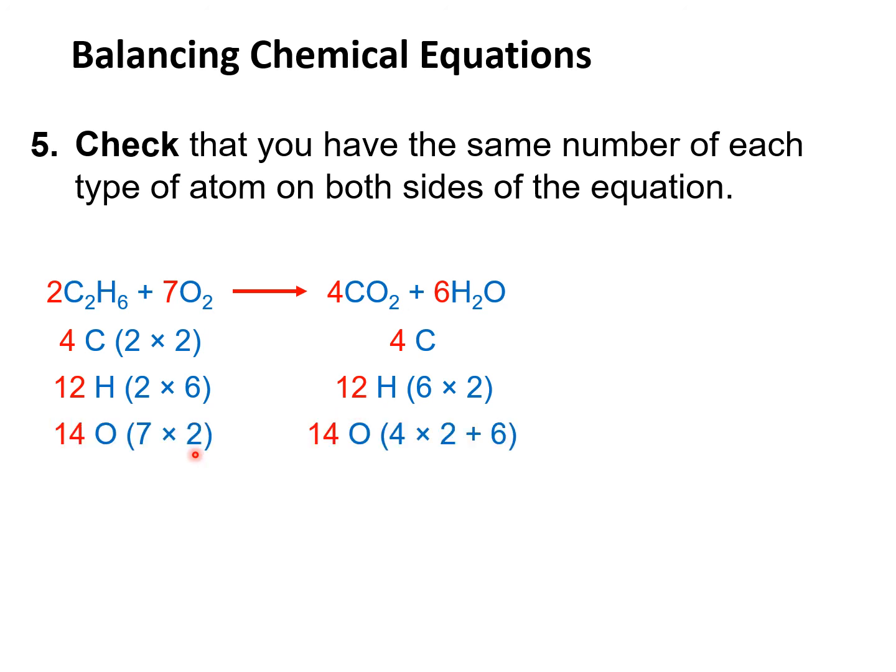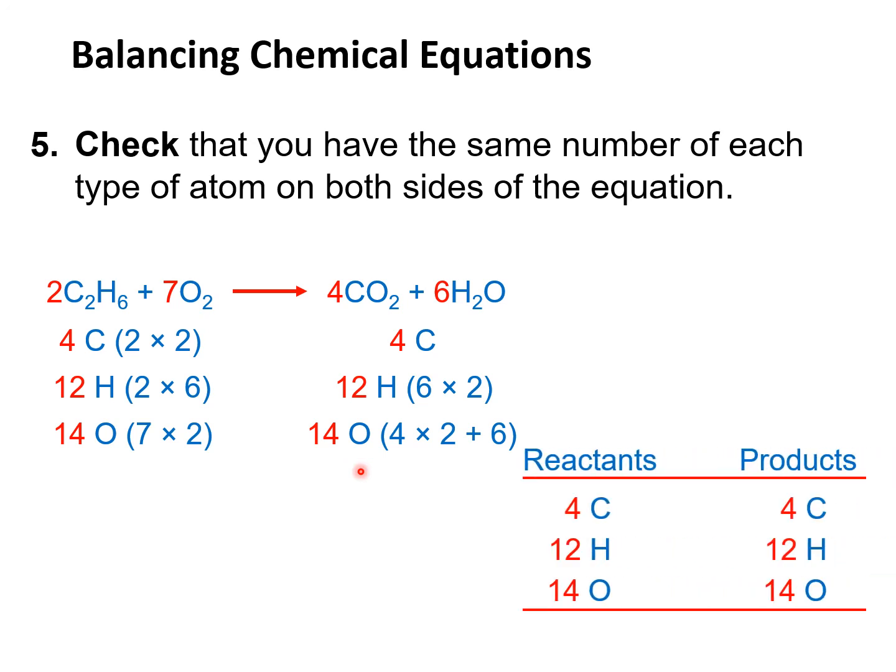Finally, if we look at the oxygens, we have 7 times 2 is 14 oxygens on the left-hand side, and we have 2 times 4 plus 6 oxygens, giving us 14 oxygens on the right-hand side. So we can see that on the left-hand side in the reactants, we have 4 carbons, 12 hydrogens, and 14 oxygens. And on the product side, or the right-hand side, we have 4 carbons, 12 hydrogens, 14 oxygens. So our reaction is balanced.